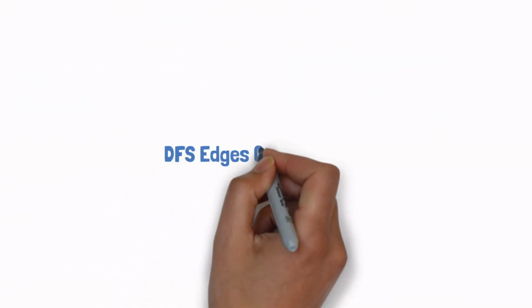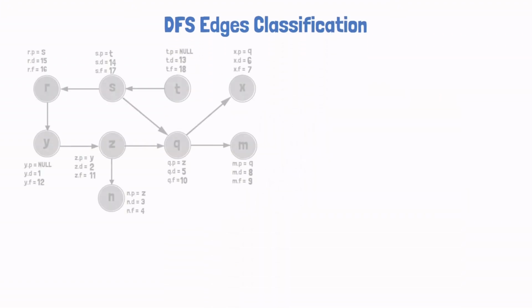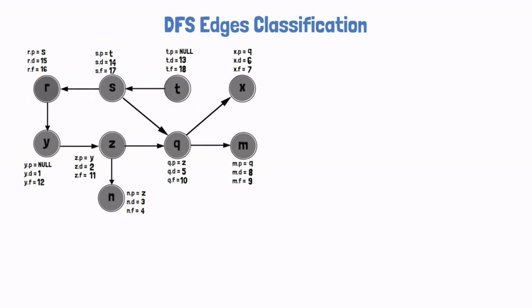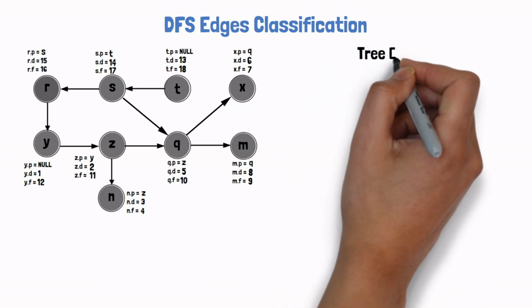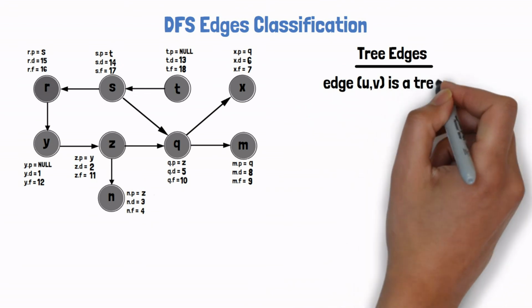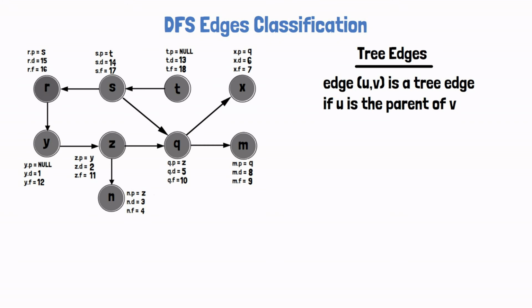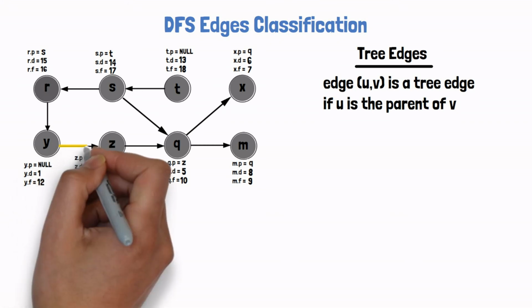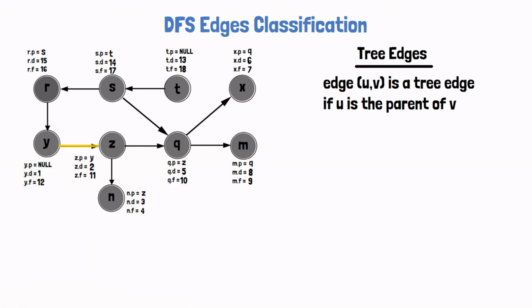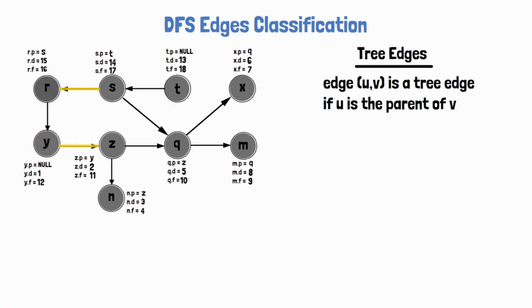Another interesting property of DFS is that the search can be used to classify edges into groups. Groups, we'll see, have an important role in other graph tasks. On the left we have the DFS run result again. First type is tree edges. Edge uv is a tree edge if u is the parent of v. For example, on the example run on the left, one tree edge is yz because y discovered z. Another one is sr because s discovered r.